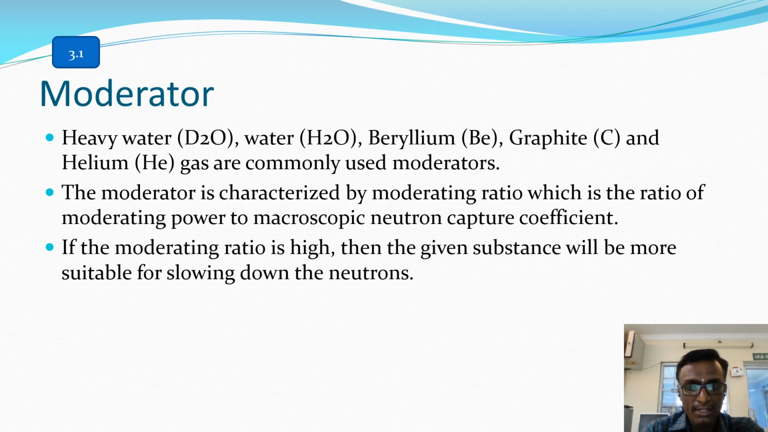So what is the function of the moderator? The moderator will moderate the process that is happening in the nuclear reactor. The moderator's function is to slow down the process of the reaction, as we have discussed earlier. So what are the basic moderators that can be used? We can use either heavy water or normal water, beryllium, graphite, or helium gas, right? The last one is helium gas. So these are the commonly used moderators. Based upon the kind of reactor we are going to choose, we have to select the suitable moderator for the particular nuclear reactor.